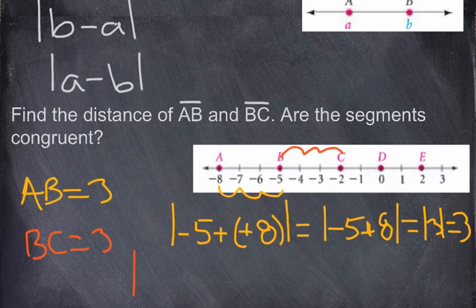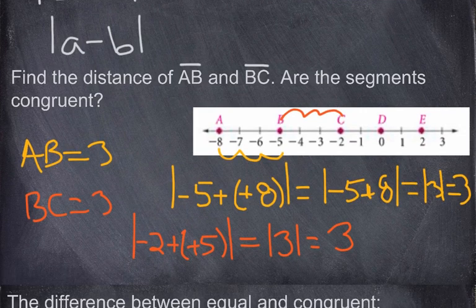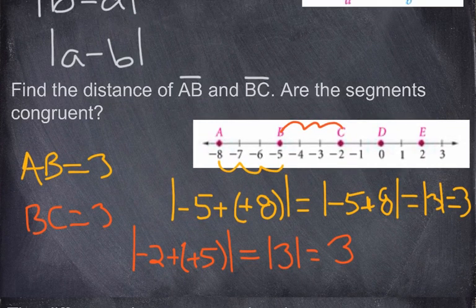Now the other one, C, we have -2, which is C, minus B, which is -5. You can take the absolute value, so those become pluses. So again, we have the absolute value of 3, which is 3. Okay, so these segments are congruent. Now the way we would write that, well, we'll get to that next actually.